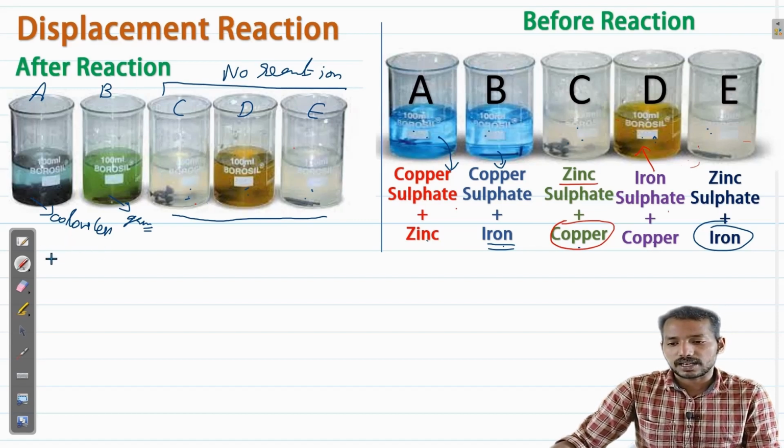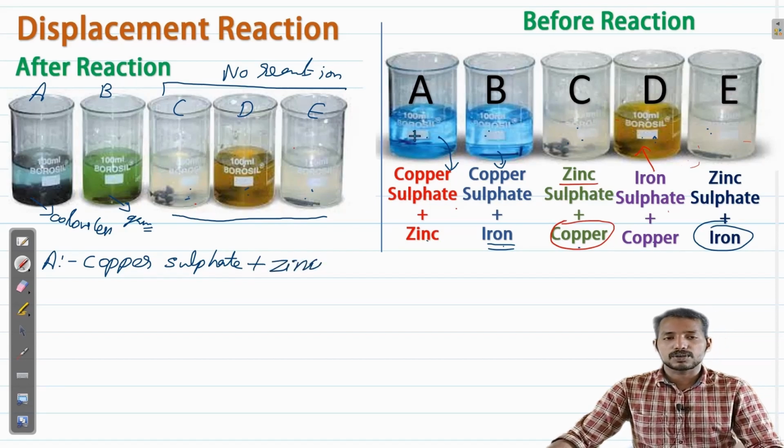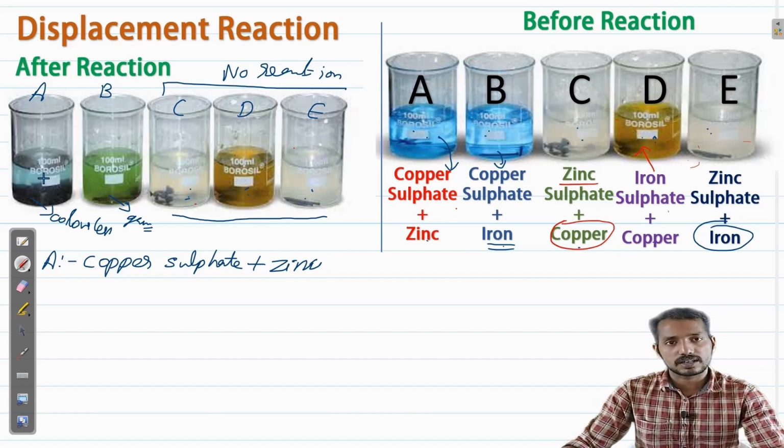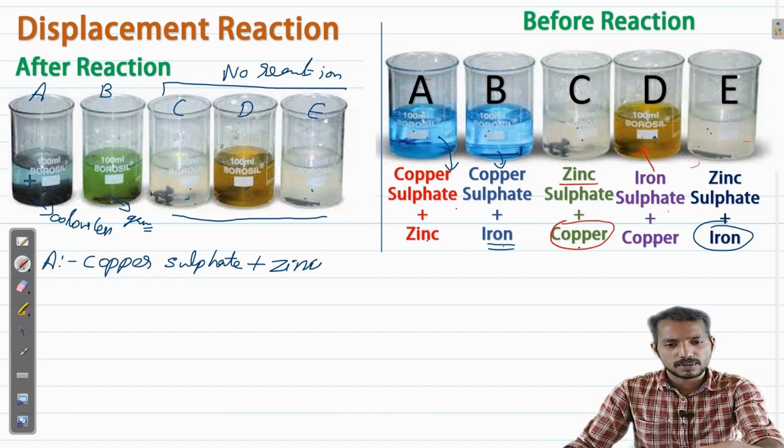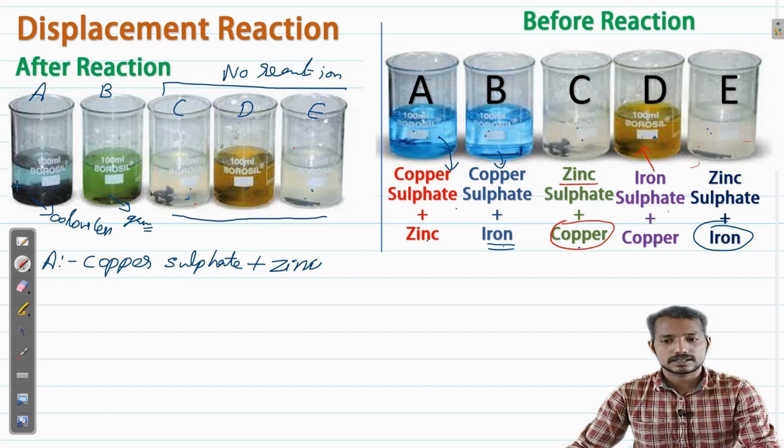So let's sum up the reaction in beaker A. What was in beaker A? Copper sulfate plus zinc. That is what we kept. And its color has changed because the blue color has almost vanished. Not completely, because still some amount of copper sulfate is present. Because of that, it's not completely colorless. Still a small bluishness is there in the solution.